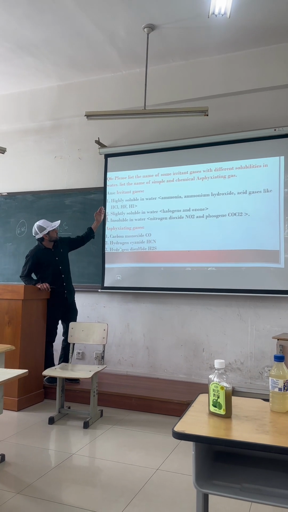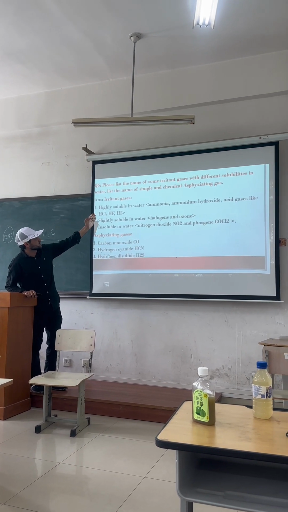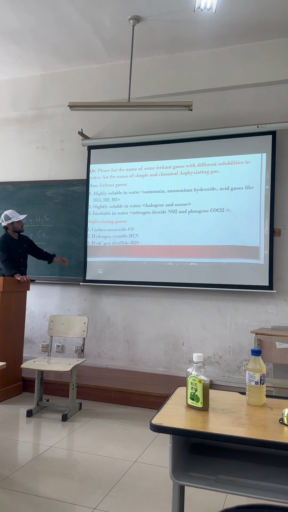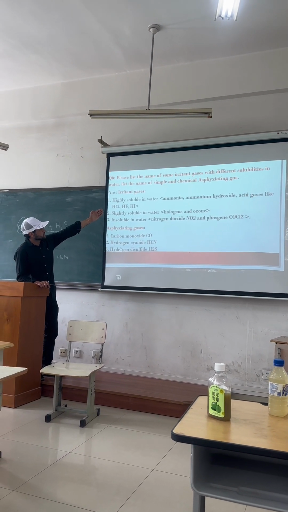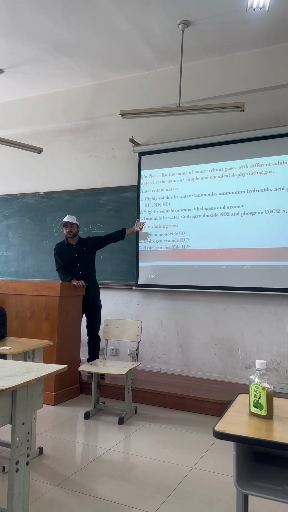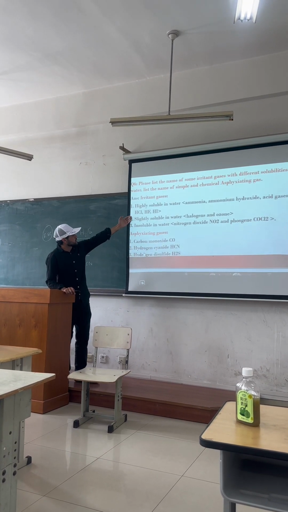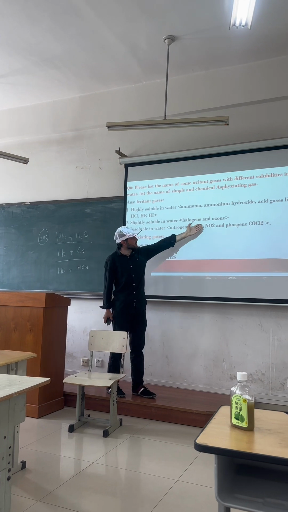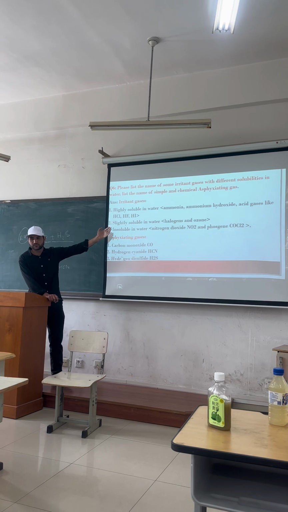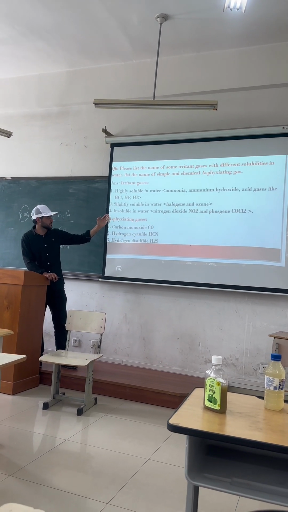First read the question. Please list the names of some irritant gases and their different solubilities in water. List the names of simple and chemical asphyxiating gases. First we have to discuss the irritant gases and their solubility order. Some are more soluble in water, some are less soluble, and some are not soluble. The highly soluble in water are ammonia, ammonium hydroxide, and acid gases like hydrogen chloride, hydrogen fluoride, and hydrogen iodide.